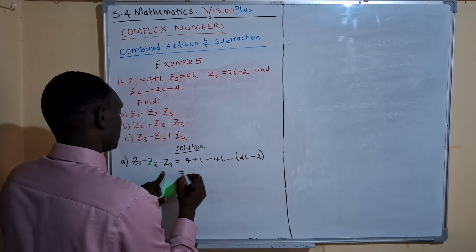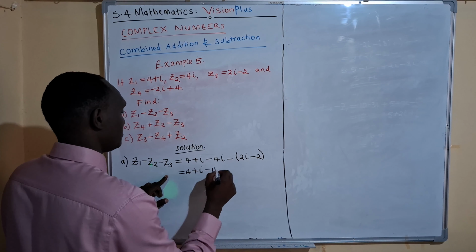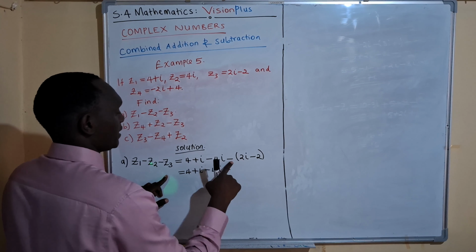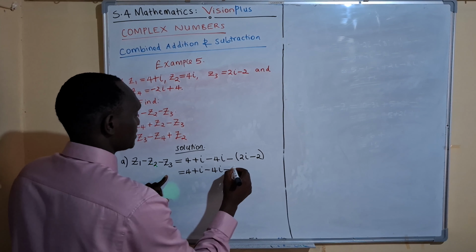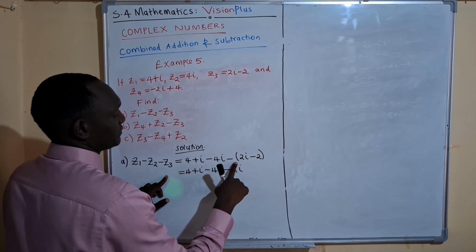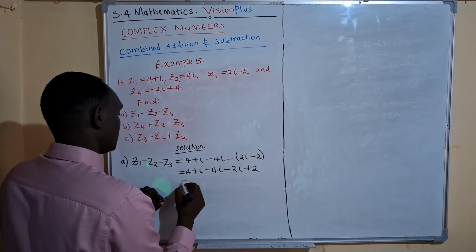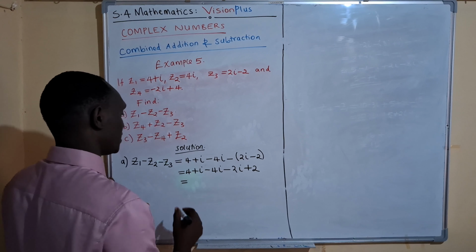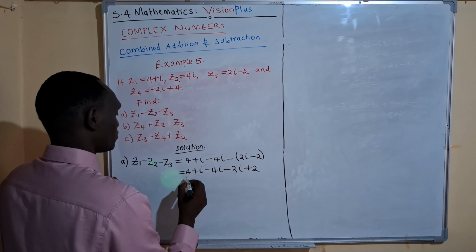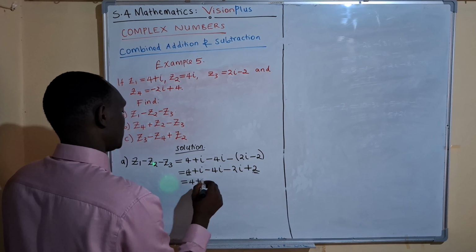Then this equals, let me keep this part the same. Negative 1 times 2i, that is negative 2i. Negative times negative is positive, so here we shall have plus 2. And then this becomes, let's collect the real parts together. The real parts are 4, and these are the 2, that is 4 plus 2.